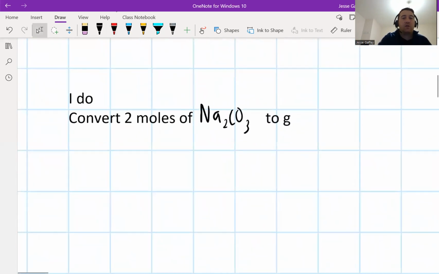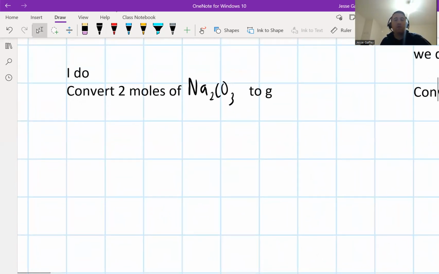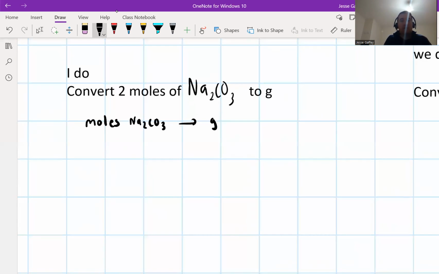Let's now do this one here, going from moles to grams. Okay, so different type of calculation, but one we need to be very good at. Okay, and I'm going to do the first one, show you how to do it. So planning it out, I always plan it out. Look what I'm doing. I'm going from moles, because it says convert 2 moles of this substance to grams. So I'm going from moles of Na2CO3 to grams of Na2CO3. That's what I need to do.